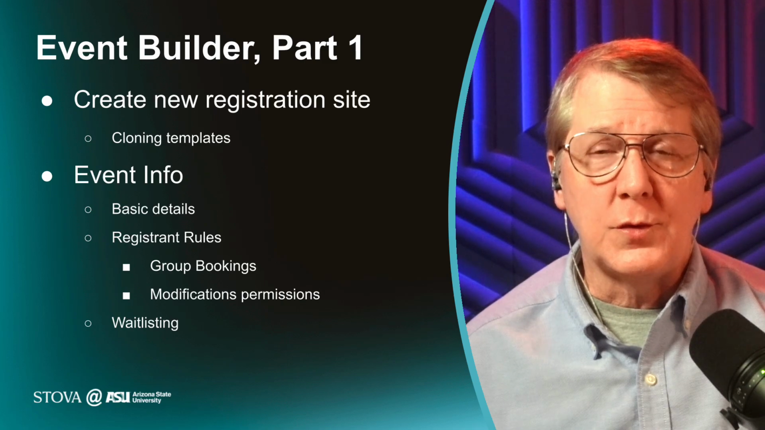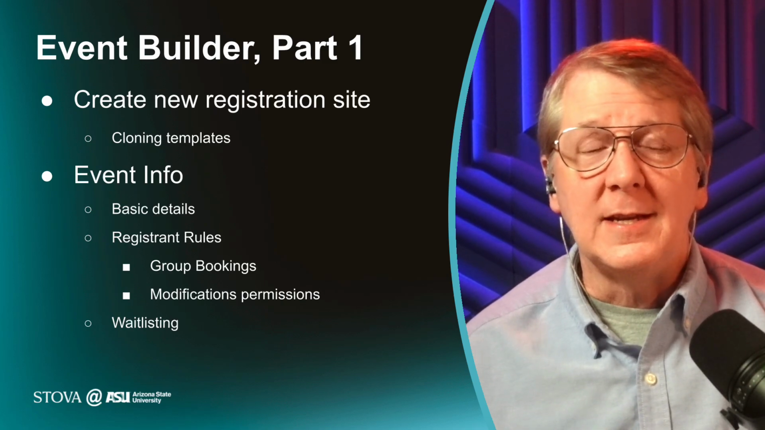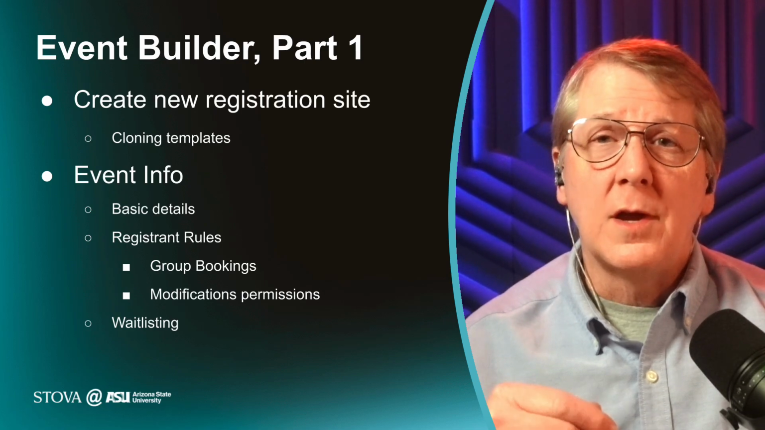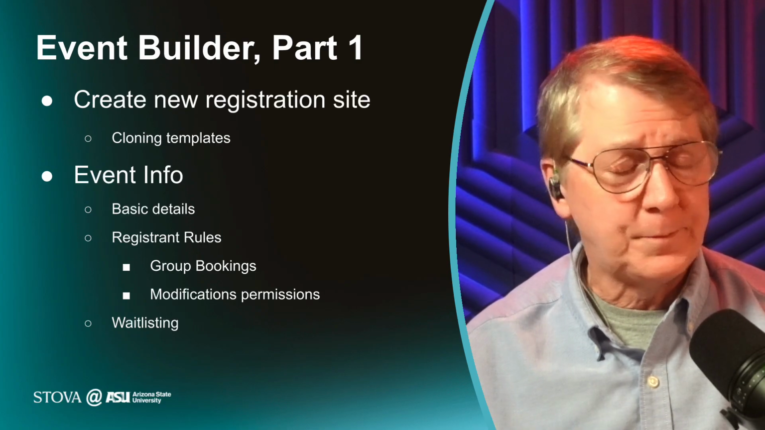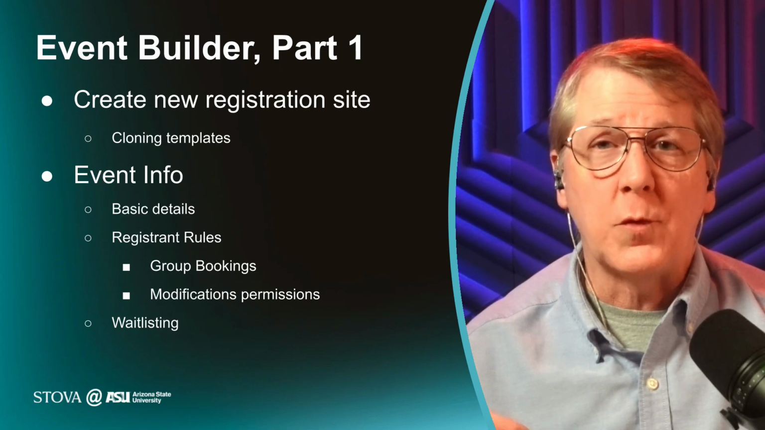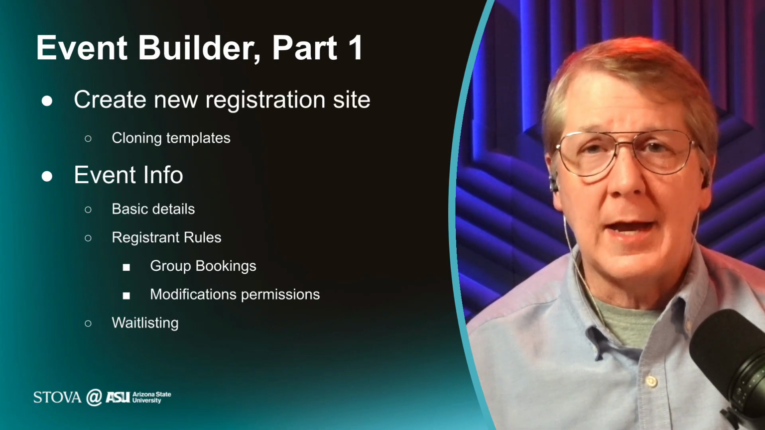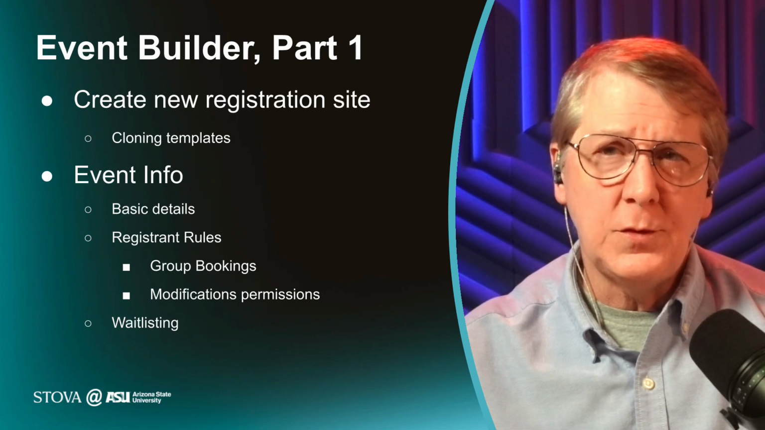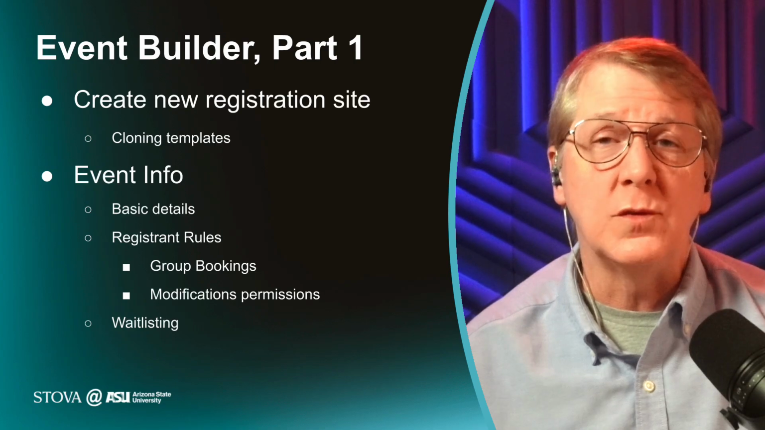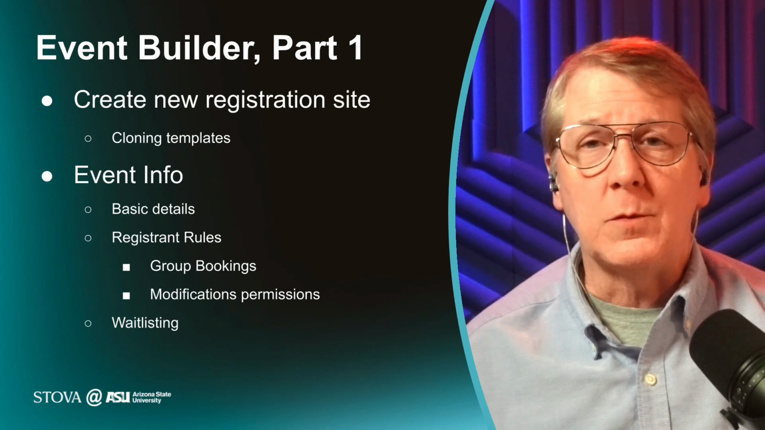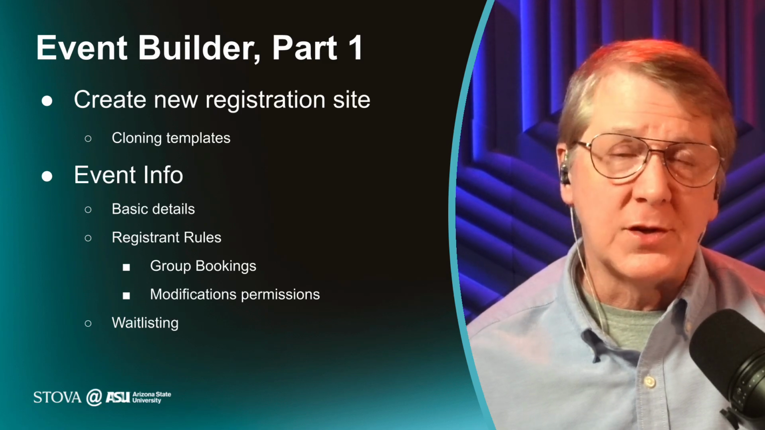After that, we'll go into the first section of a registration site, putting in the basic event details. We'll talk about how you can use a registration for group bookings, meaning a person comes in and can submit registrations for other members of their party. And also, if you want to allow registrants to come back into their registrations and modify them or cancel them, how do you set that up? And finally, today we'll be talking about the waitlisting feature built into a Stova registration site.